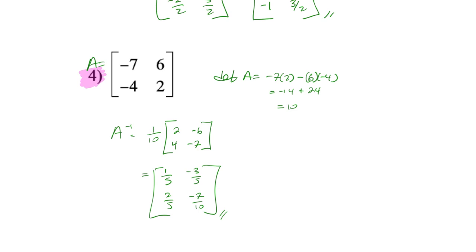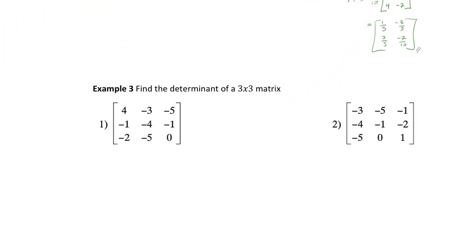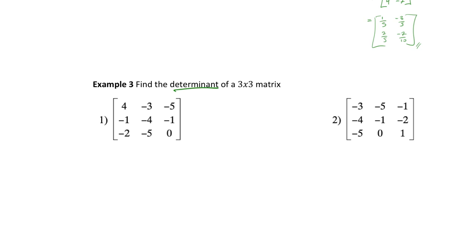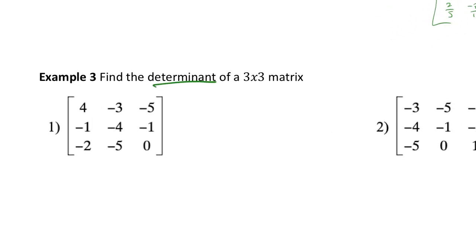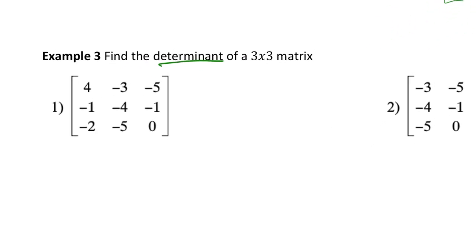Okay. For a 3 by 3, to find the determinant, we're going to do the following. This is the easiest way that I find to do it. So I'm going to start with my first two columns. I'm going to repeat them down here. So 4, -1, -2, -3, -4, -5.